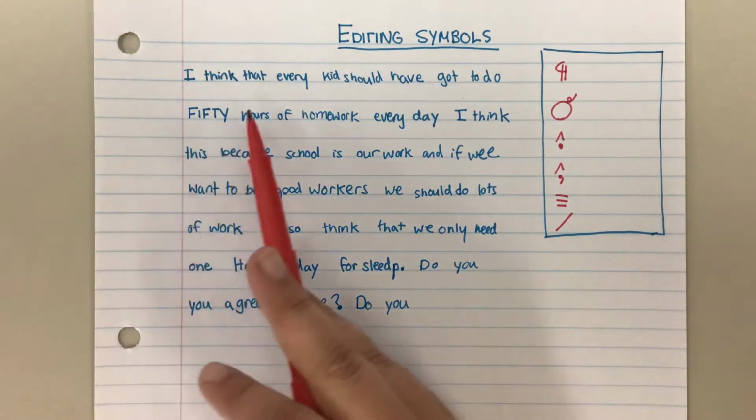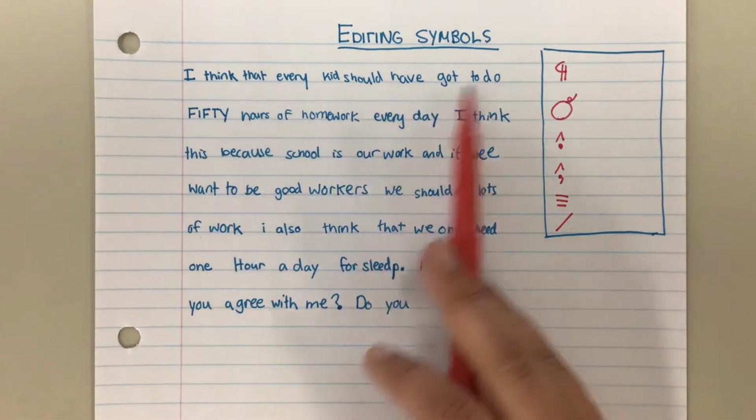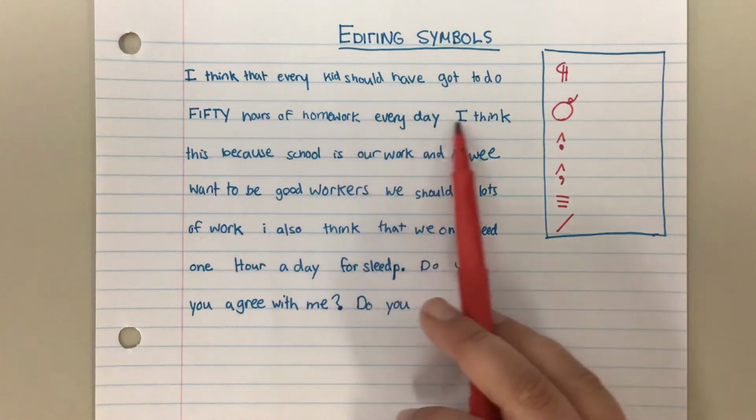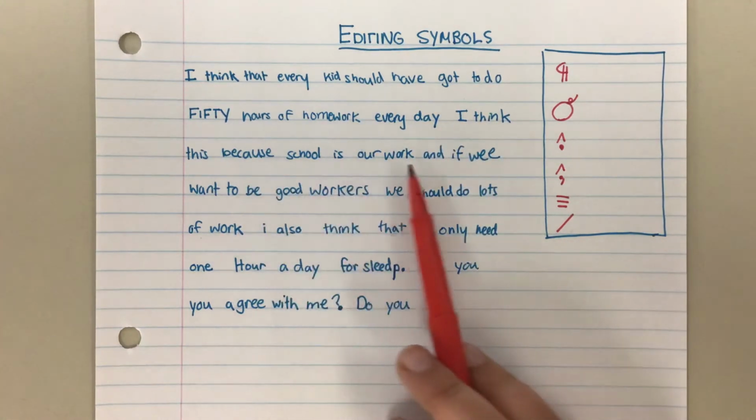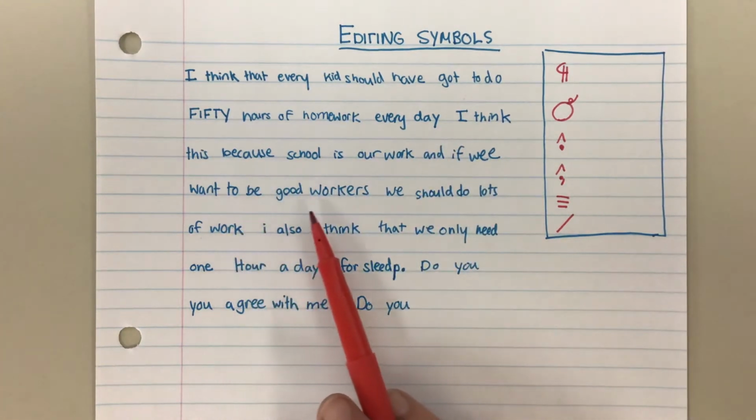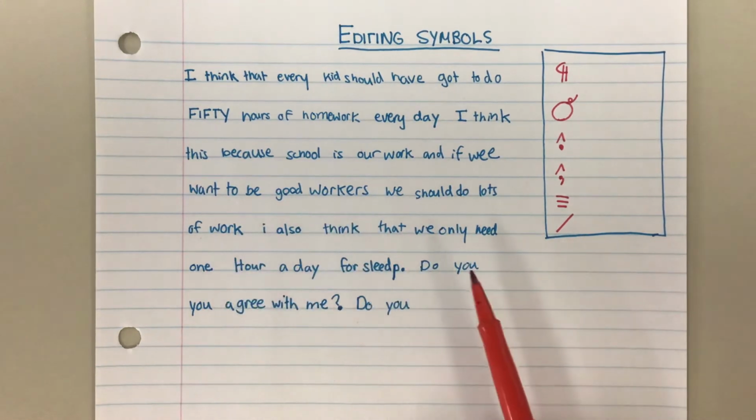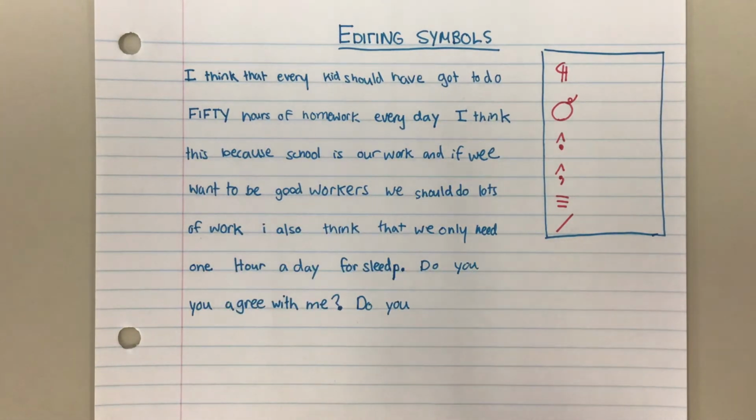I think that every kid should have got to do 50 hours of homework every day. I think this because school is our work, and if we want to be good workers, we should do lots of work. I also think that we only need 1 hour a day for sleep. Do you agree with me? Do you?